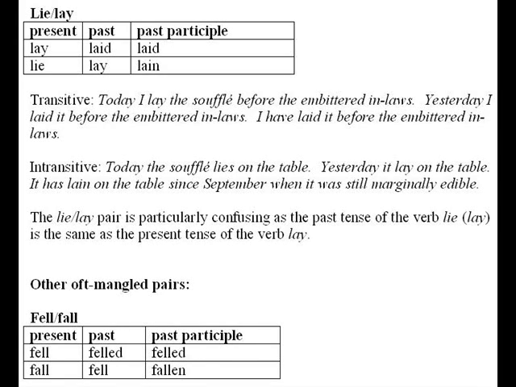Lie is intransitive. Today the soufflé lies on the table. Yesterday it lay on the table. It has lain on the table since September, when it was still marginally edible. The lie-lay pair is particularly confusing, as the past tense of the verb lie, which is lay, is the same as the present tense of the verb lay.